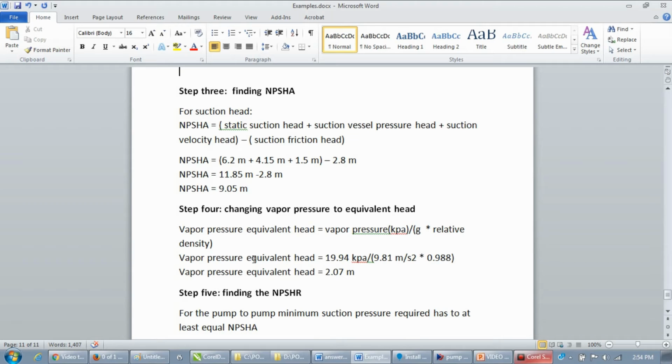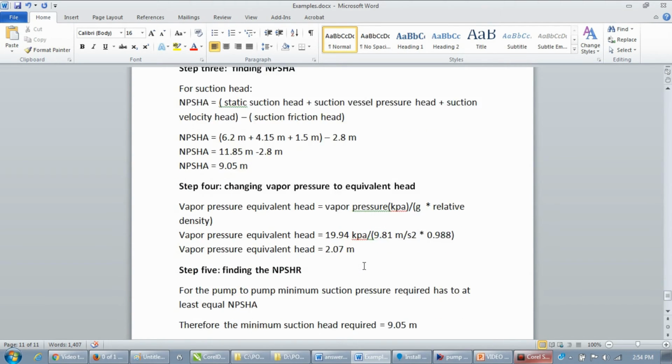Step 4. Changing vapor pressure to equivalent head. Vapor pressure equivalent head in meters equals the vapor pressure in kPa divided by the product of G times the relative density. Vapor pressure equivalent head equals 19.94 kPa divided by the product of G times 0.983. Vapor pressure equivalent head in meters is 2.07 meters.